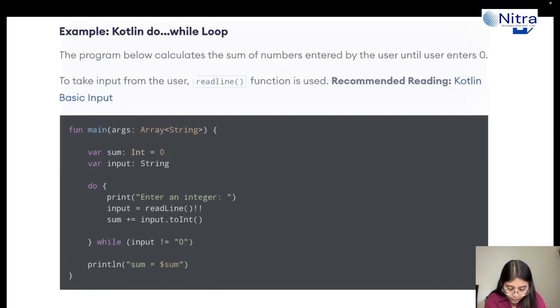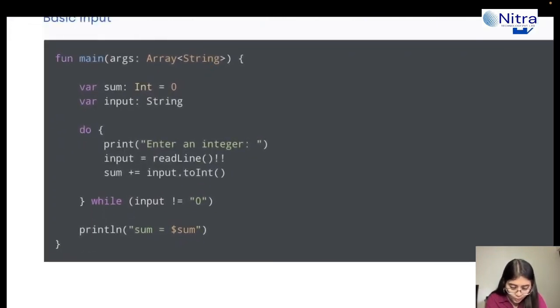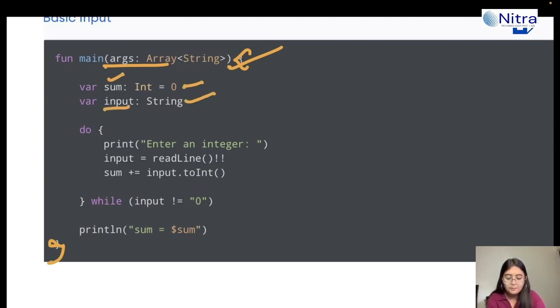Alright, so here if you see, this is the piece of code. This is function main, and these are the arguments. This is the opening and closing braces for function main. Here we have a sum variable which is equal to 0. Then we have an input variable which is of type string. We are performing this set of actions while input is not equal to 0. So until the user enters 0 as input, we have to perform this action.